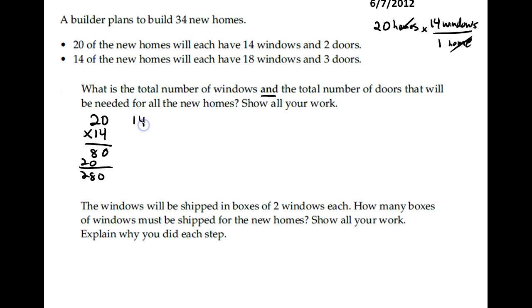Then the windows for the 14 homes. There's 18 windows in those 14 homes. And for that one, we get 252. So together, total number of windows, we add, and we get that there are 532 windows total.